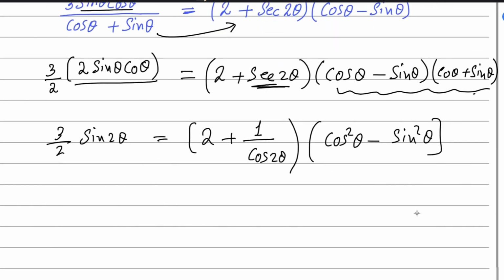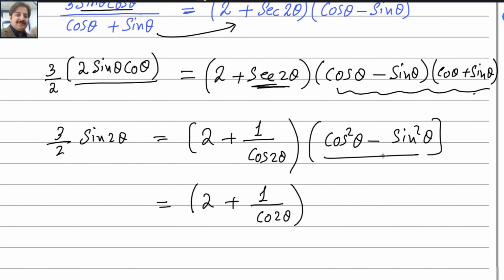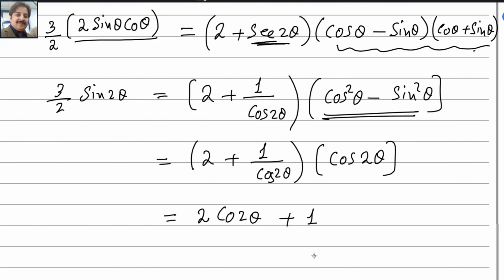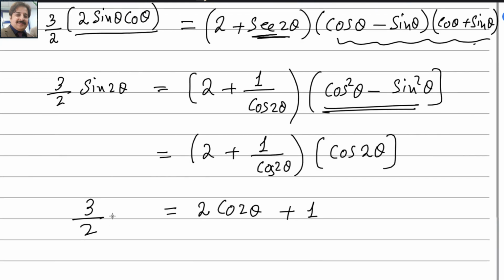Now simplifying the right side, it will be 2 plus 1 over cosine 2 theta, and we know this is the double angle formula for cosine 2 theta. You have to memorize all double angle formulas. So cosine 2 theta equals cosine square theta minus sine square theta. Now this cosine 2 theta will multiply inside the bracket. It becomes 2 cosine 2 theta, multiplied with 2, and then this multiplied by this one will cancel out, leaving 1 only. And on the left side there is 3 by 2 sine 2 theta.